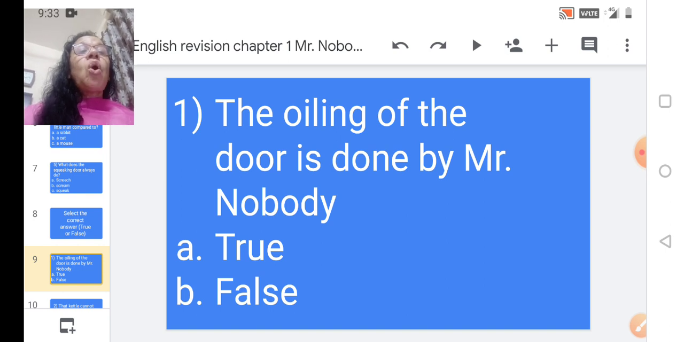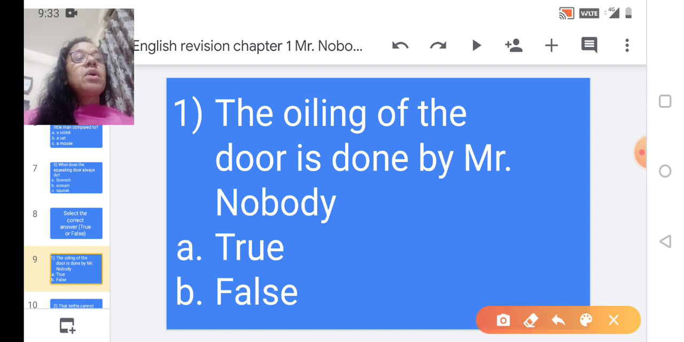First one, the oiling of the door is done by Mr. Nobody. If you remember, this line is there in the poem. The oiling of the door is done by Mr. Nobody. So is this line true or false, students? It is true. So you have to put a tick in option A, that is true.